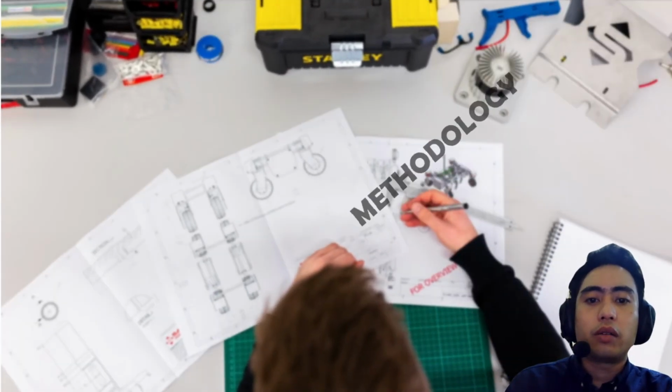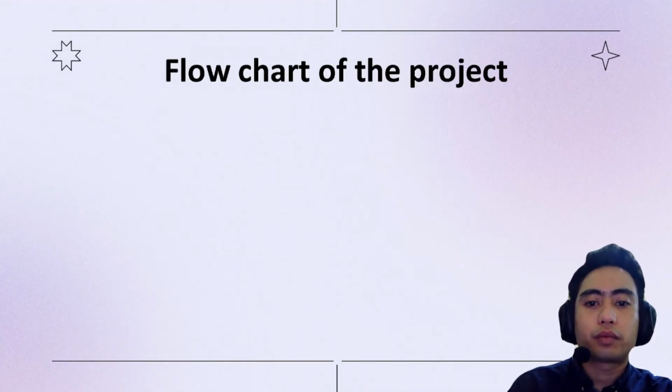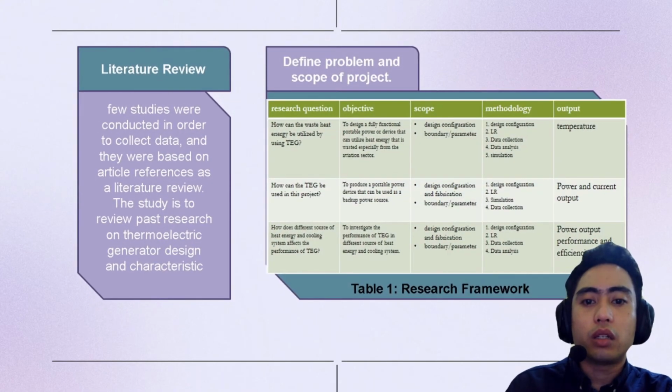For the next part, I will present the methodology of the project. Figure 3 shows the flowchart of the project. The first method is literature review. Studies were conducted in order to collect data and they were based on article reference as a literature review. The study is to review past research on thermoelectric generator design and characteristic.